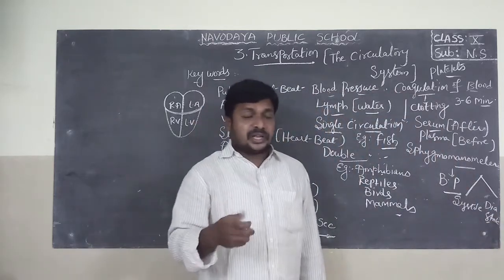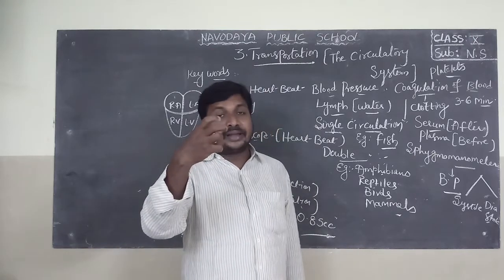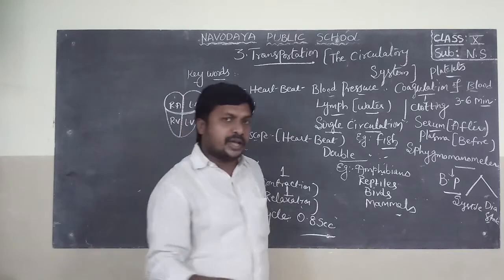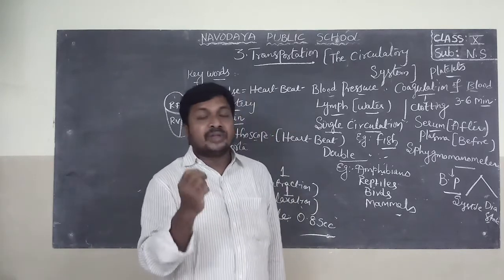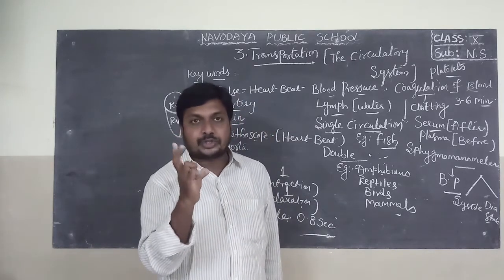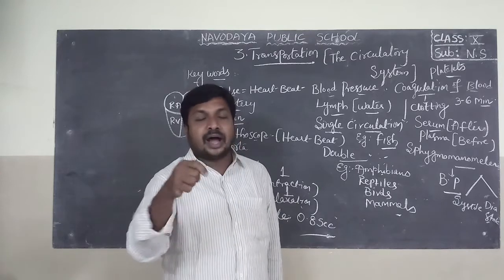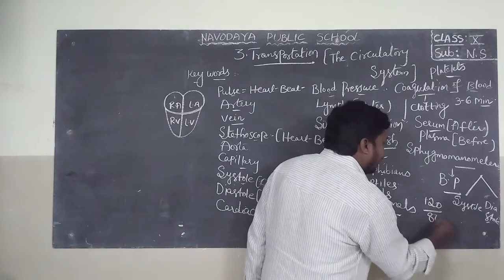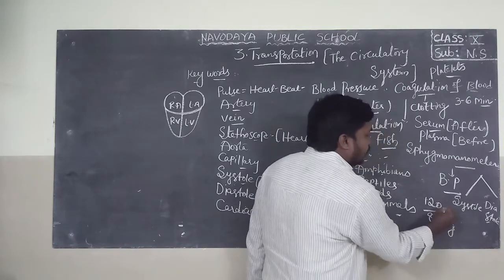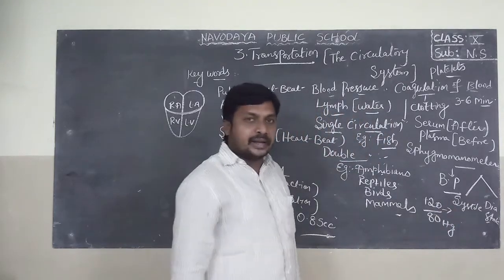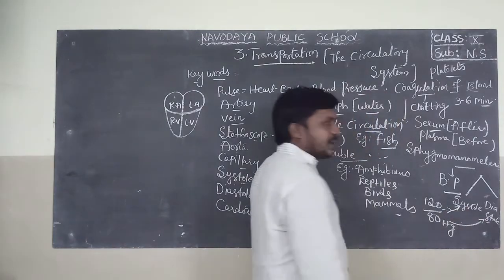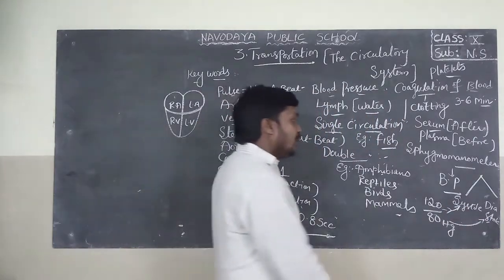In systolic pressure, the first reading, when ventricles contract, blood enters into the arteries with how much pressure. In the second reading, when ventricles relax, that is called diastole, blood enters into the heart with how much pressure. That is measured as 120 by 80 mm Hg. 120, the numerator, indicates systolic pressure and the denominator indicates diastolic pressure. This is the normal BP of a human.